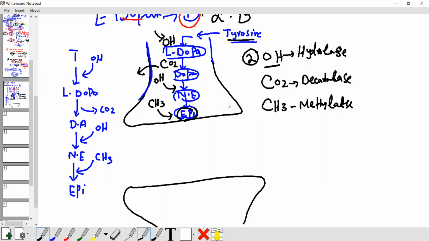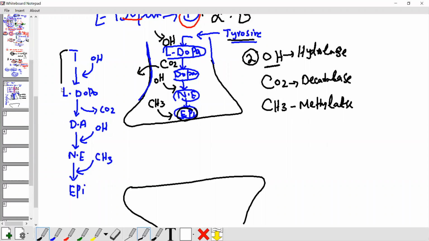So we have four enzymes. If you have four enzymes, you can imagine how long the pharmacology is. In the parasympathetic system, you use just one enzyme for production of acetylcholine and one enzyme for breakdown, acetylcholinesterase. Here, four enzymes. Understand?